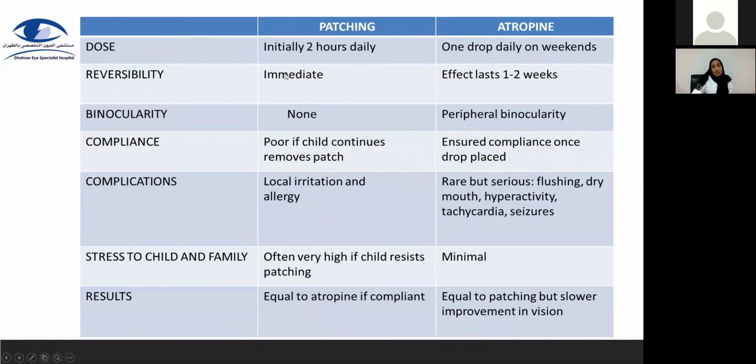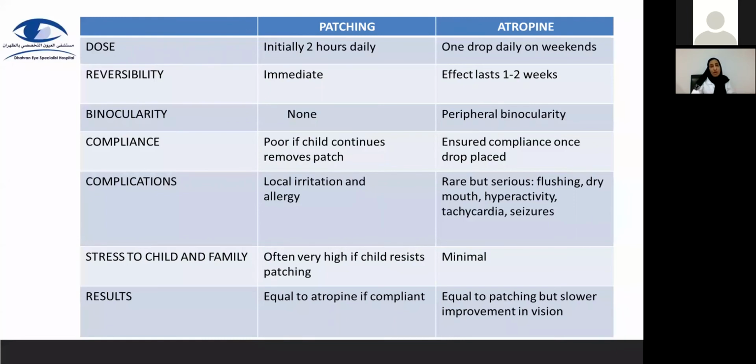Now, in comparison between atropine and patching, atropine is used only once. Patching can be used for 2 hours, 4 hours, and 6 hours, and some children cannot tolerate the full amount of patching, which is 6 hours. In this situation, I would ask the parents to divide the doses.